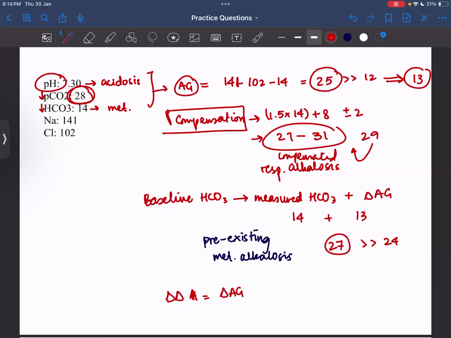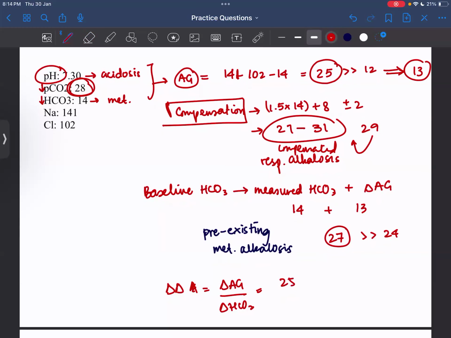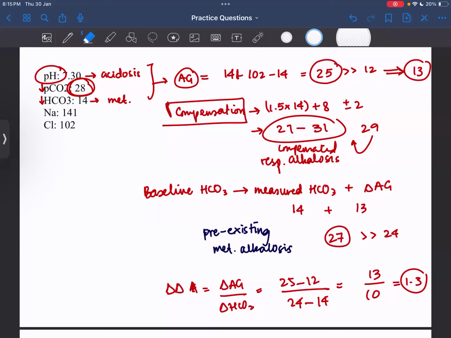And then we can just quickly do the delta just to make sure. Delta ratio equals delta AG over delta bicarb, where the delta AG we calculated was 13. Let's just quickly go over it. Why is it 13? 25 minus 12. 25 is what we calculated, and 12 is the normal anion gap. The delta bicarb is 24, which is the normal, minus 14, what we have. This would be 13 over 12, which is 1.3. The fact that it's 1.3, which is not greater than 2, means that, hold on. Oh, sorry. I just had a brain fart.